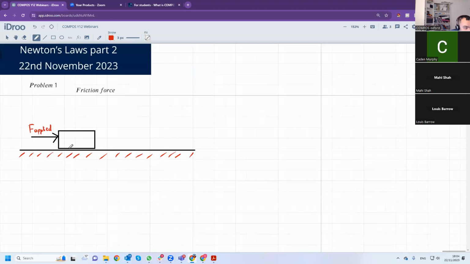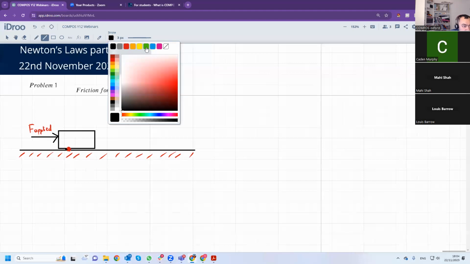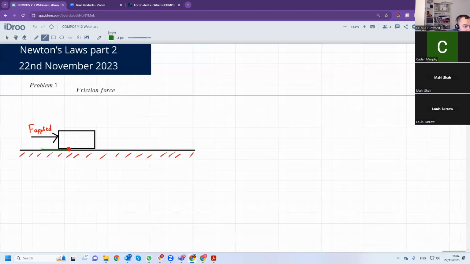There's a friction force here, of course, and it has a direction to the left. It's trying to prevent the box from sliding. And we are interested in how the friction force changes with the applied force. Well, it's quite straightforward. If the box is not moving, they have to be exactly equal to each other.